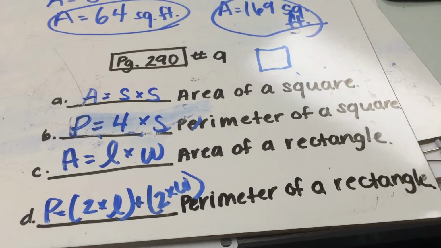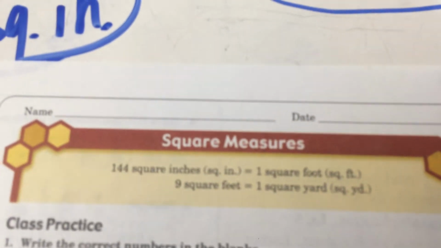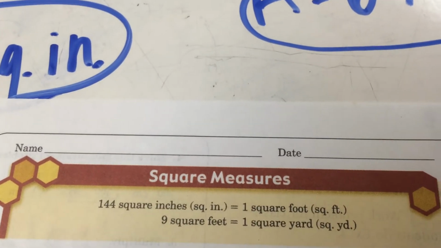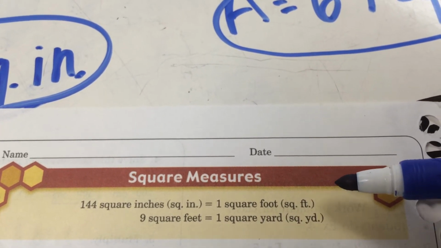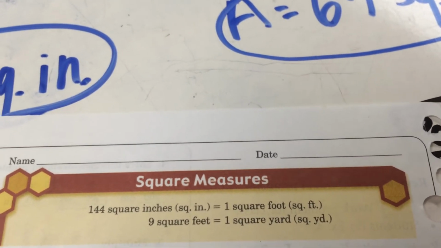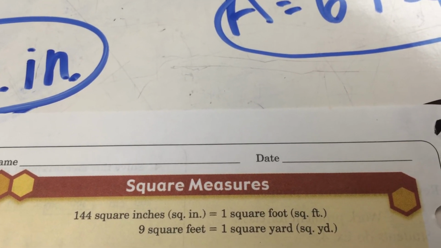There's those answers. Now, one last thing. Turn over to page number 291. I just want you to look at these really fast, these square measures up here, okay? These are things you need to memorize. 144 square inches equals 1 square foot. Okay, and 9 square feet equals 1 square yard, and I'll show you why, okay?